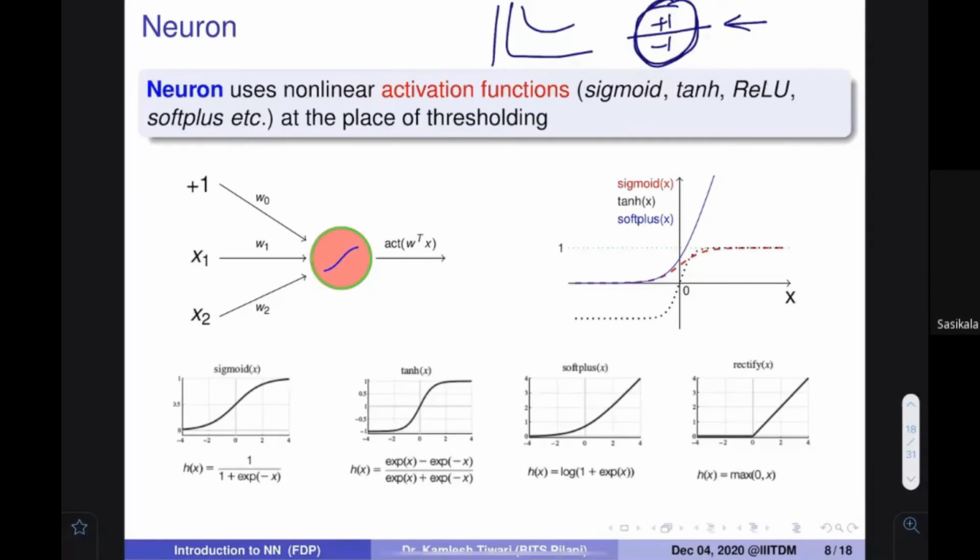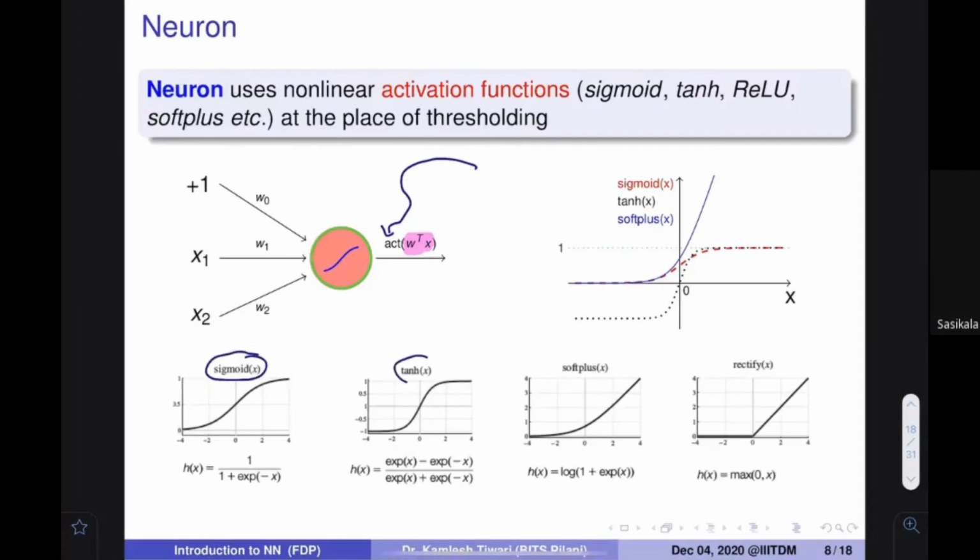The next idea that came was very interesting. Whenever you get W transpose X, you apply an activation on that. What is the activation? Activation could be a different kind of function: one function could be the sigmoid function, and there is the tanh function, the softplus function, and the rectified linear unit. These are the functions.